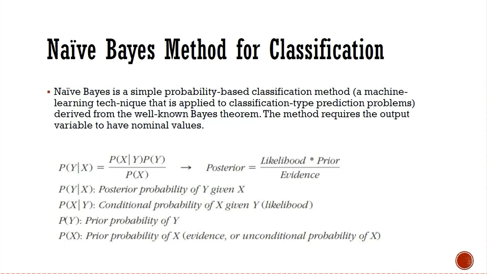The word naive comes from the strong, somewhat unrealistic assumption of independence among the input variables. Basically, it assumes the variables do not depend on each other.